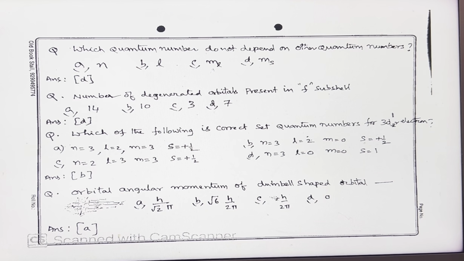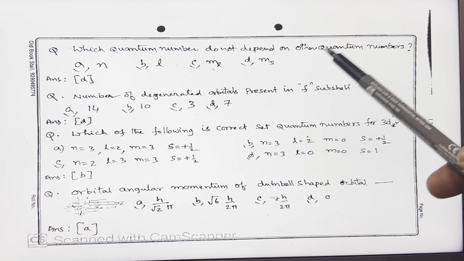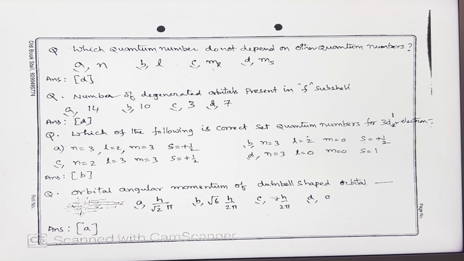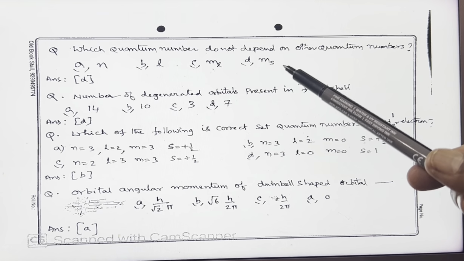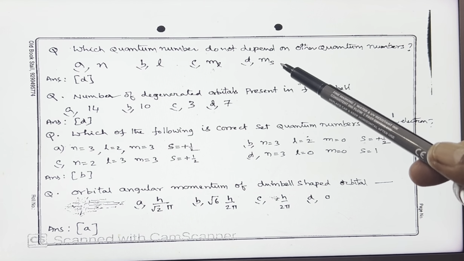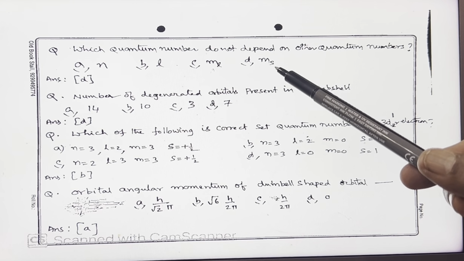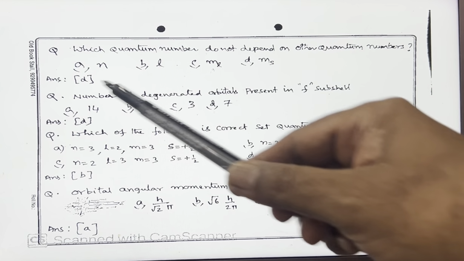Which quantum number does not depend on the other quantum numbers? You know, the spin quantum number only tells about the spin of the electron, and does not depend on the other quantum numbers, that is shell, orbital or orbit, subshell. It depends only on the spin of the electron. So, the ms value is the correct one.